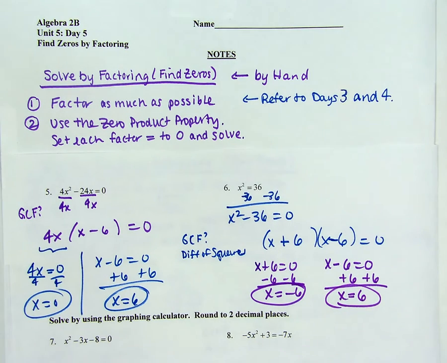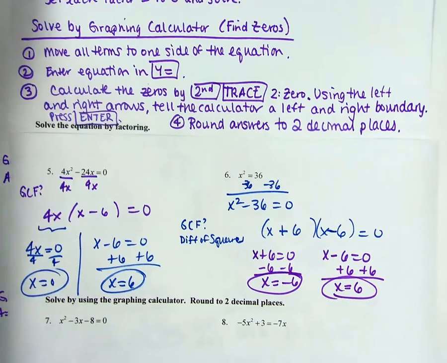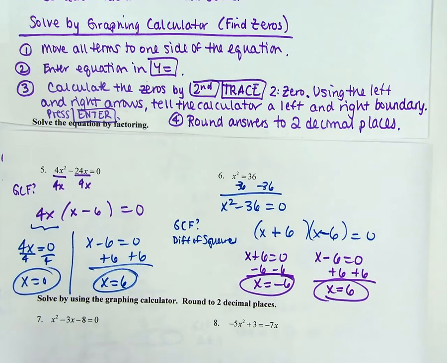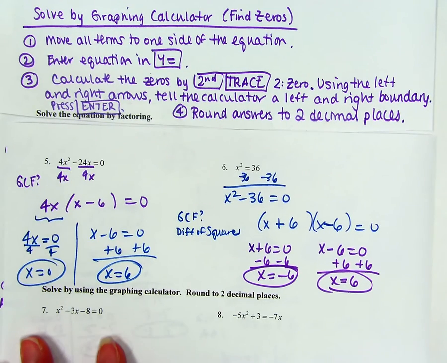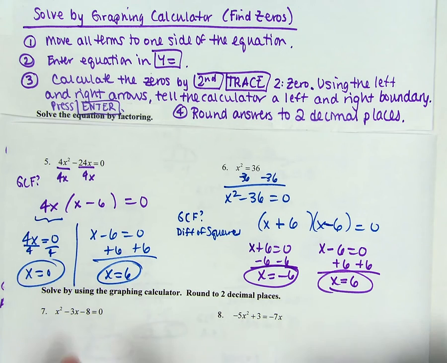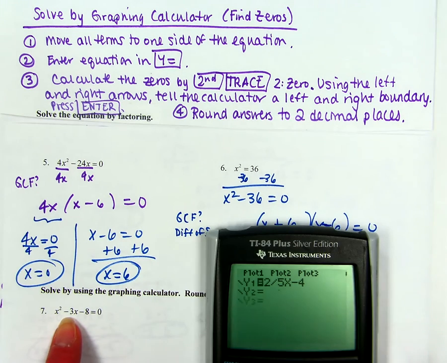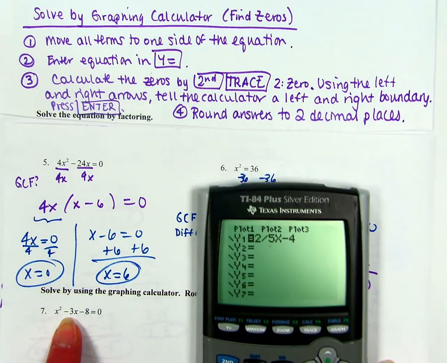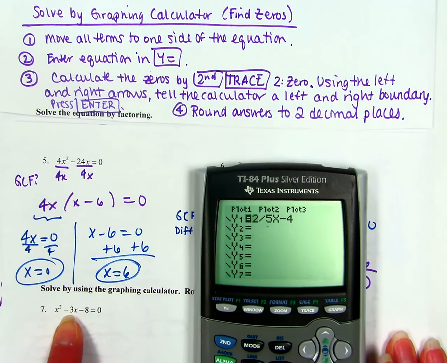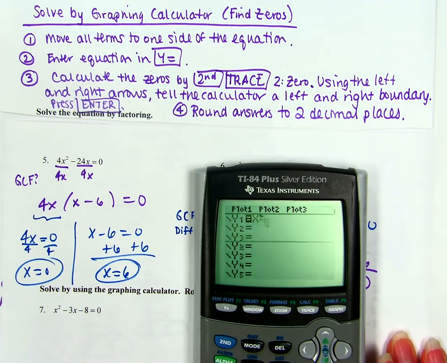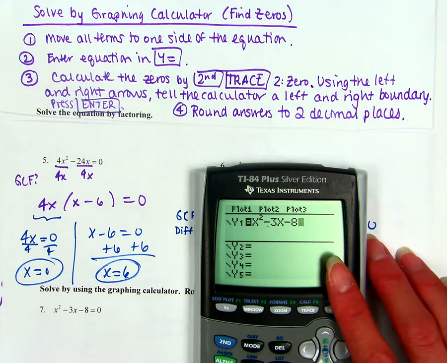All right, for the rest of this, you're going to need your graphing calculator. So we're going to look at the steps. We need to make sure that the equation already says 0 at the end. So this one does. So you are going to go to your y equals, and we're going to type in x squared minus 3x minus 8. And we're going to hit graph.